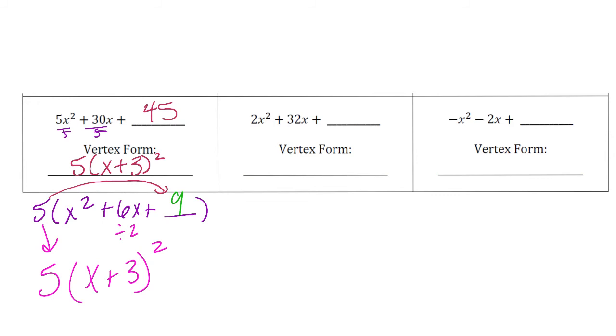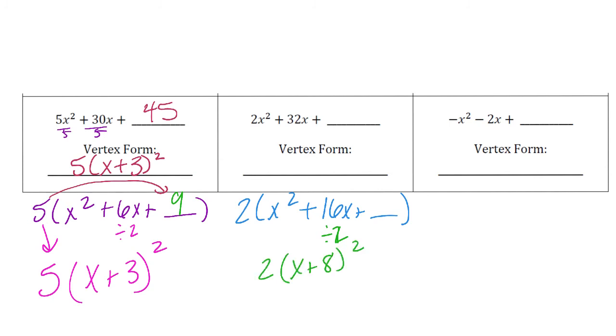All right, looking at the next one, we need to take out that common term of 2. So then we need to divide 16 by 2. So we get x plus 8 squared. Don't forget to bring the 2 down. 8 squared is 64. 2 times 64 is 128. So my vertex form is 2 times x plus 8 all squared.